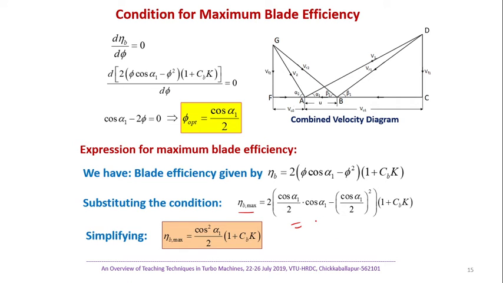You want to substitute this here. I will just solve this one. 4 is the LCM. This becomes 2 cos square alpha 1 minus cos square alpha 1, into (1 plus kc). So this becomes 2 ones are 2, twos are 4. 2 cos square alpha 1 minus cos square alpha 1 is cos square alpha 1 by 2 into (1 plus kc). Are you getting this?